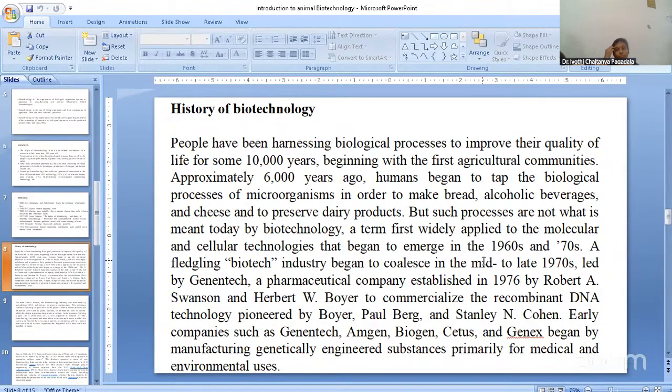So the biotechnology field that is led by Genentech, a pharmaceutical company, and Boyer, Paul Berg, and Stanley Cohen, those were the pioneers for identifying recombinant DNA technology. We already discussed it.